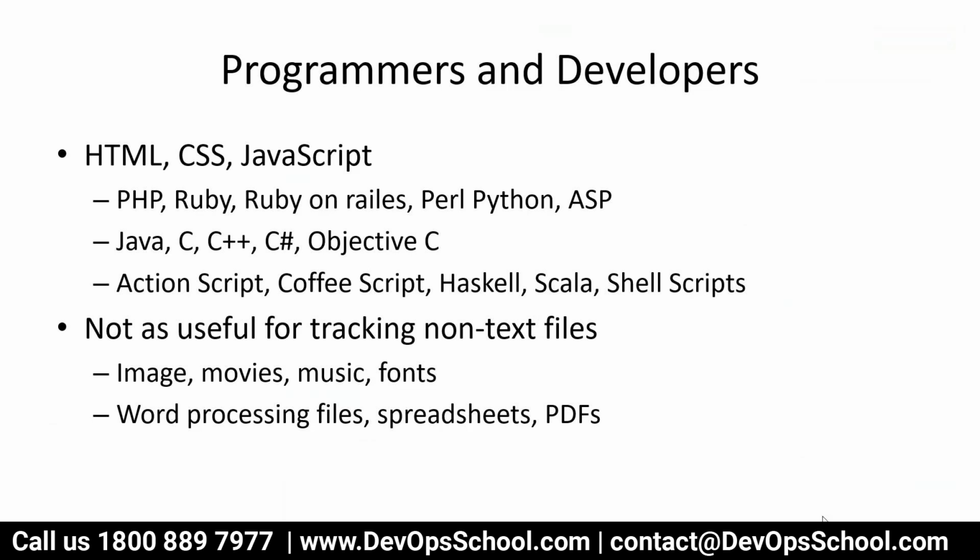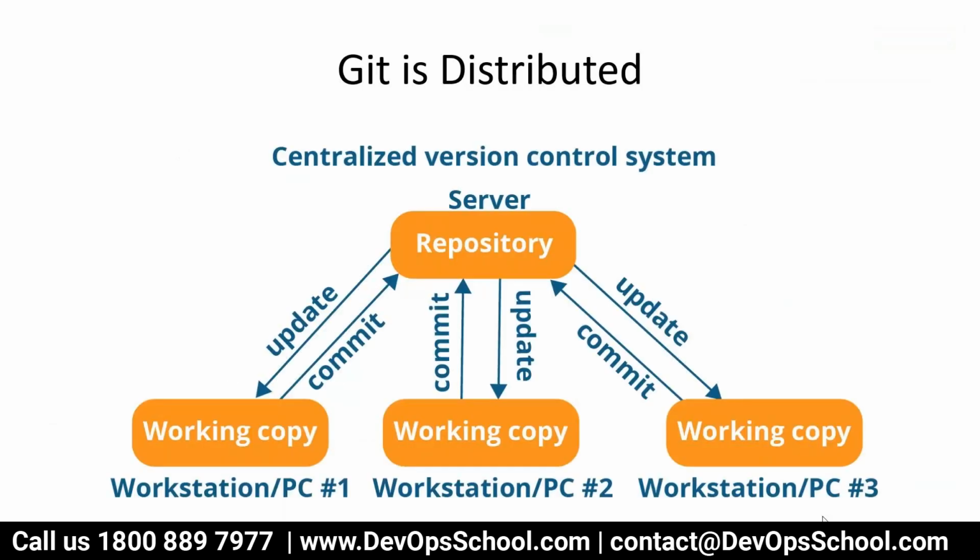But if you are storing images, movies, music, fonts, word processing files, spreadsheets, and PDFs, versioning will not be possible. When I say versioning, that means you cannot compare two images and say, hey, this is the difference. You cannot compare two movies. But still you can store them. You will not get text versioning, but you can get the two different versions of the files.